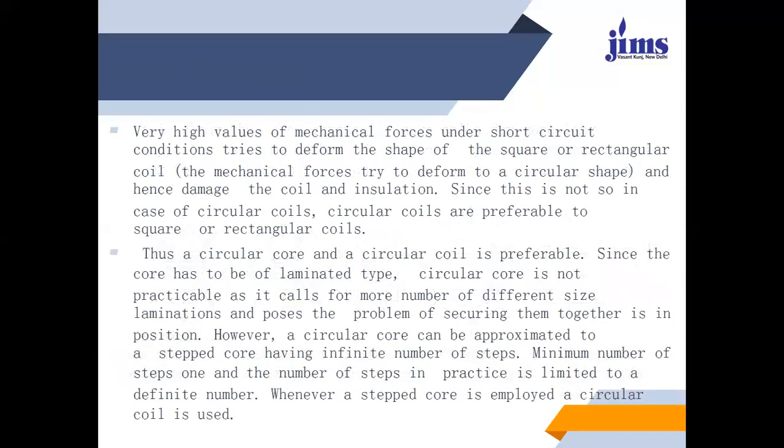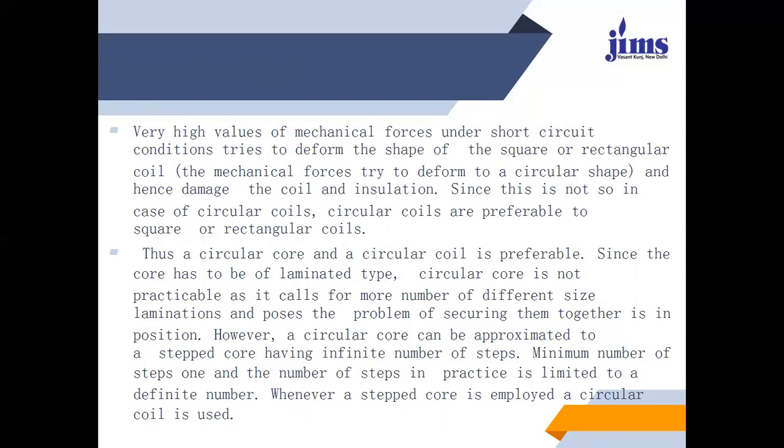Very high values of mechanical forces under short circuit condition try to deform the shape of a square or rectangular coil. The mechanical forces try to deform it to a circular shape and hence damage the coil and insulation. Since this is not so in the case of circular coils, circular coils are preferable to square or rectangular coils. Thus, a circular core and a circular coil are preferable in nature.